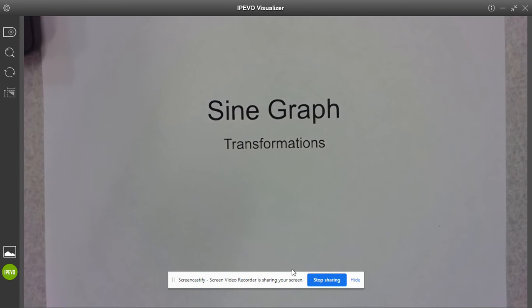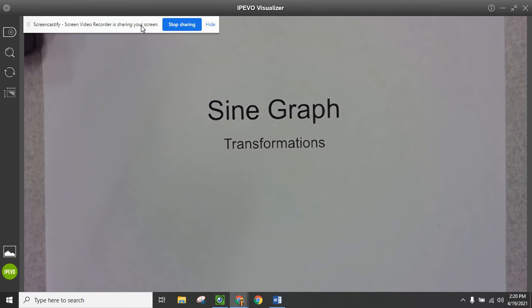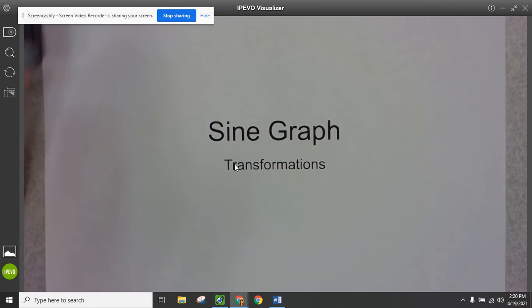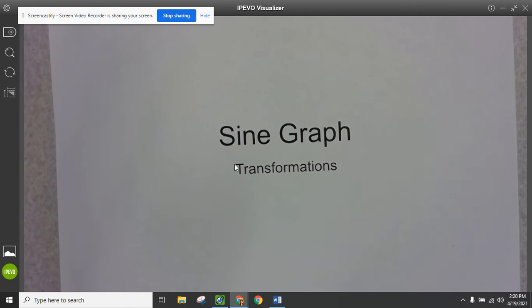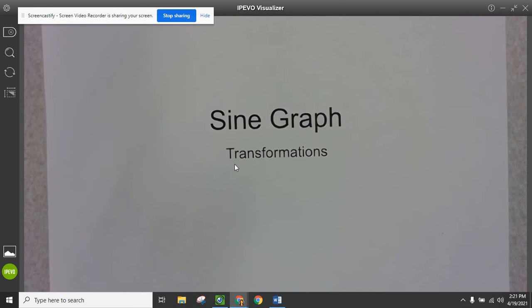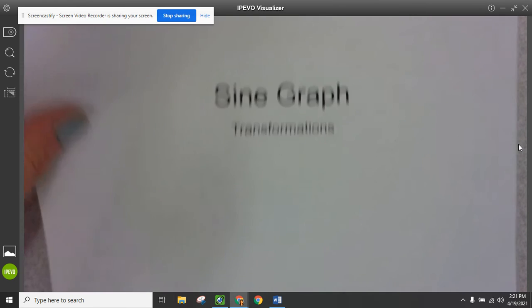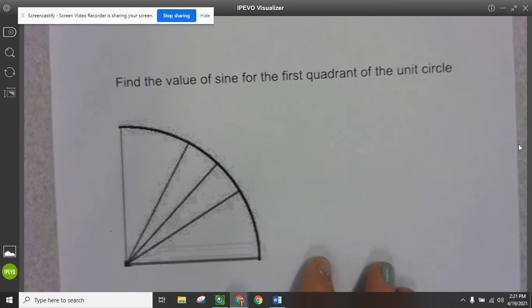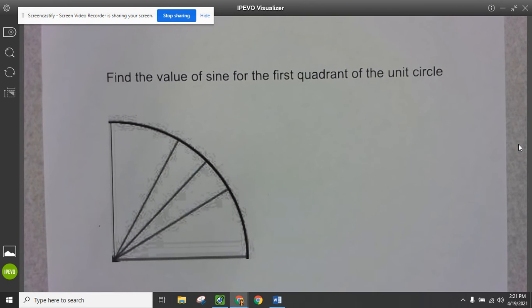All right, so in this video, we are going to talk about the sine graph and some transformations that happen with this graph and where they come from in the function. So the first thing we're going to look at is quadrant 1 of our unit circle. Now I'm going to do a couple things. I'm going to use lots of different colors.